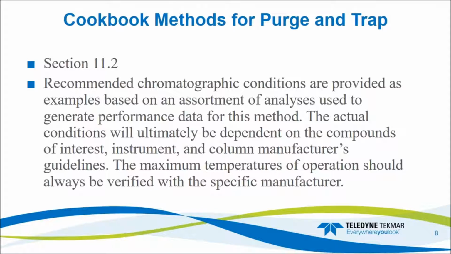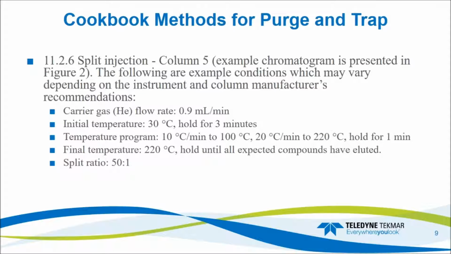In terms of purge and trap, the recommended chromatography conditions are examples based on assortments of analyses used. The actual conditions will be based on what you're currently using. Again, it gives you a little bit of guidance, but not a lot. When you go to the split injection for column number 5, it suggests 0.9 mL per minute with an initial temperature of 30 degrees. We start at a different temperature. We start at 35 because for the GC systems to cool down to 30 takes a lot longer. So that's why we kind of focus on 35. And again, the split ratio is based on the GC itself.